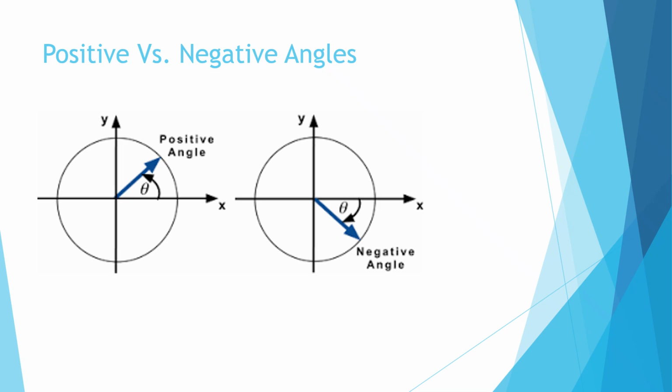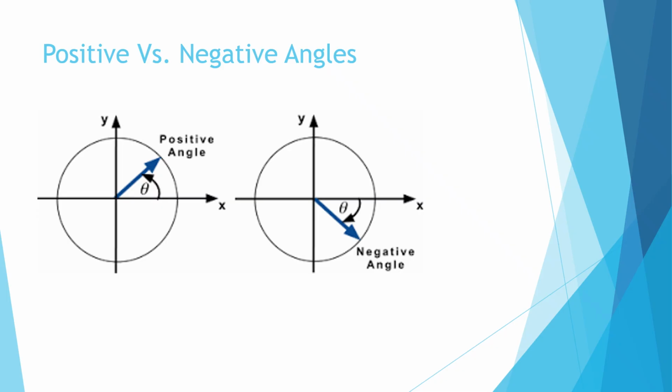All right, now let's talk about positive and negative angles. Positive angles, pretty simply put, are just going to be in the counterclockwise direction. I know it may seem a little bit weird. Negative angles are going to be in the clockwise direction. And so all positive and negative does is just indicate the direction of rotation from the positive x-axis.